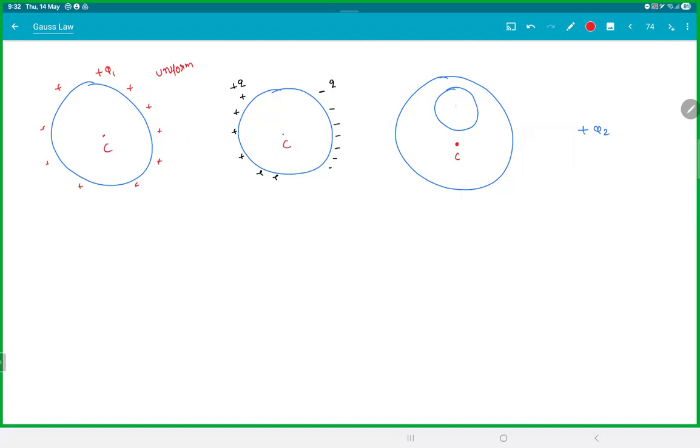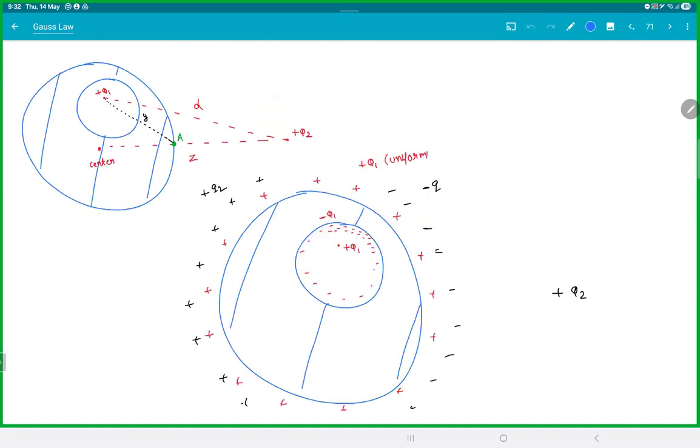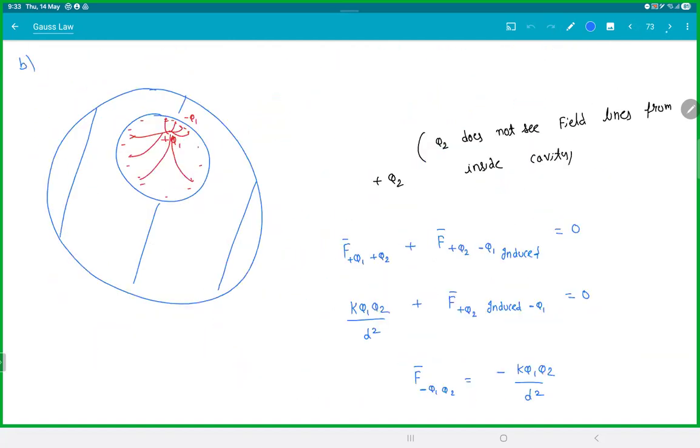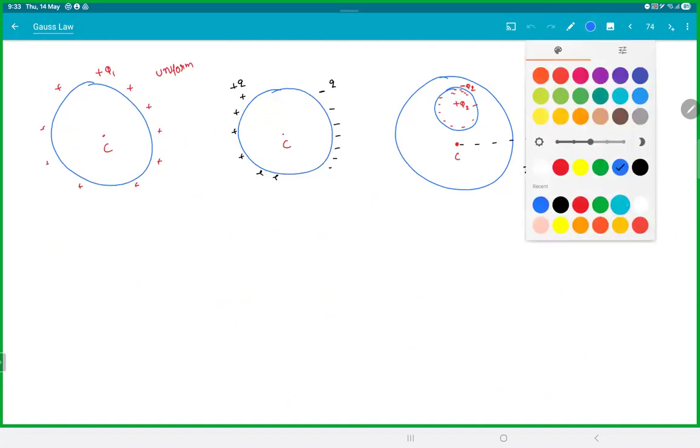And remember here, this guy will be what? Q2. You will have a non-uniform distribution, minus Q2. Perfect. And what is this distance? This was Z. Okay, so that means if I can calculate the potential at the center due to Q1, due to these two, and due to Q2, minus Q2, and due to this Q1 outside. Sorry, this is Q1.